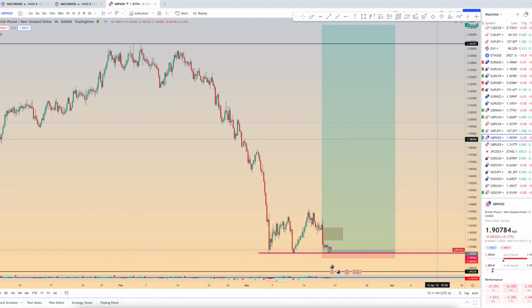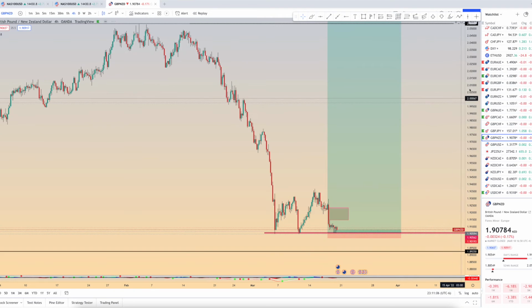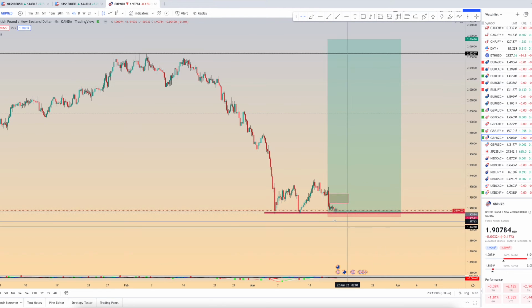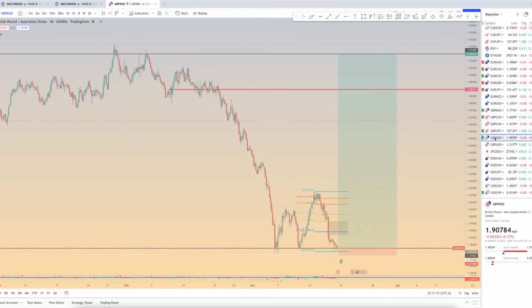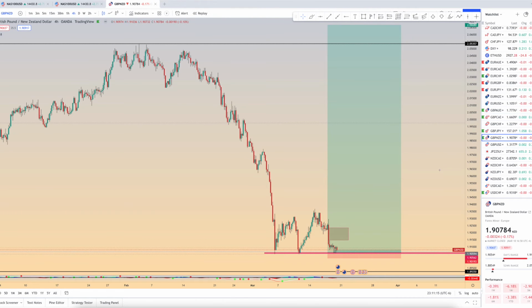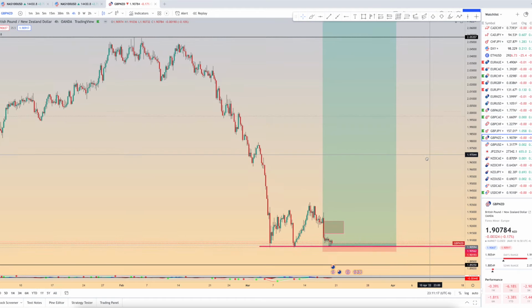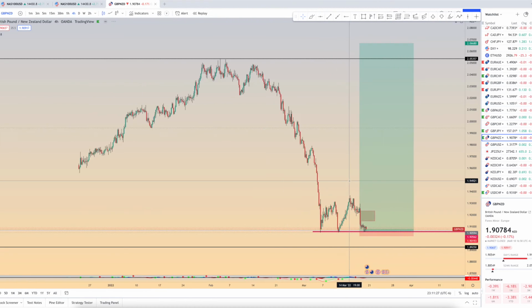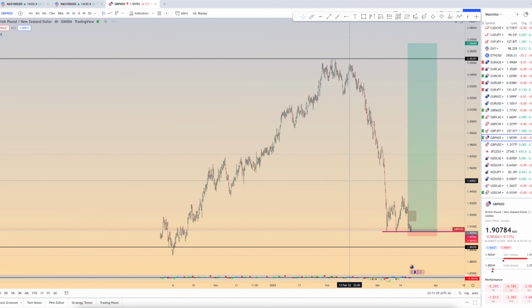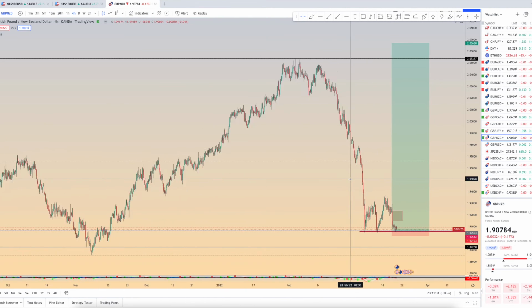GBP NZD. Similar idea to the GBP AUD that we've seen, right? Like I said before, the NZD and the AUD kind of follow each other. They're very similar, right? Same sort of idea here though. We've hit resistance points right there. If we grab this one, it's going to be a little bit insane. I don't know if I'd be able to grab all 1600 pips, but that would be pretty wild.